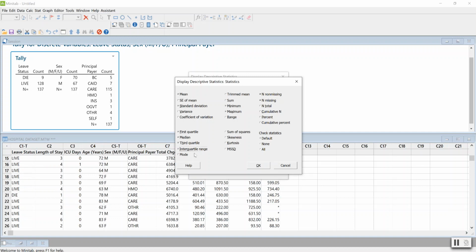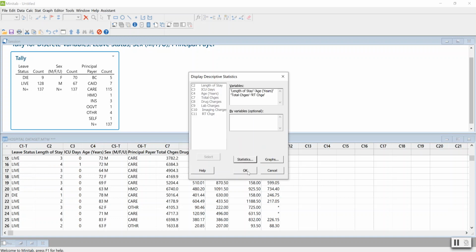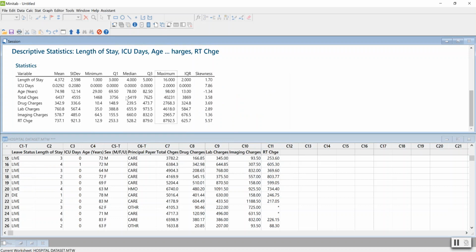I don't want the mode for quantitative variables, no. I want the minimum, the maximum. I would like the skewness too. I don't want the number of non-missing. I do not want the number of missing. These are the only statistics I want, and those are the ones I'm going to pick. So click on OK and click on OK. And what you have is the summary statistics of all the variables in one spot.